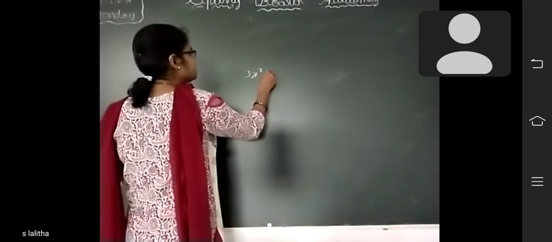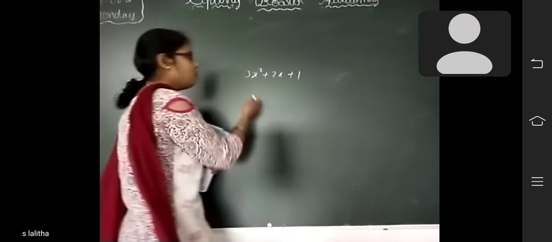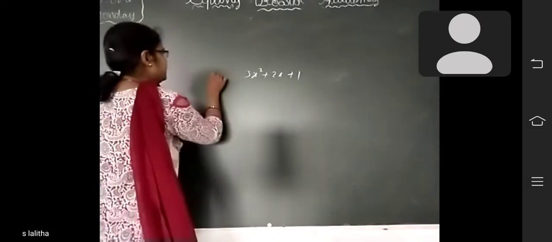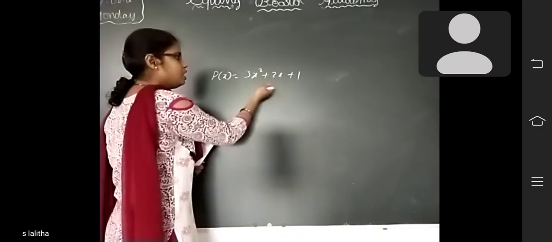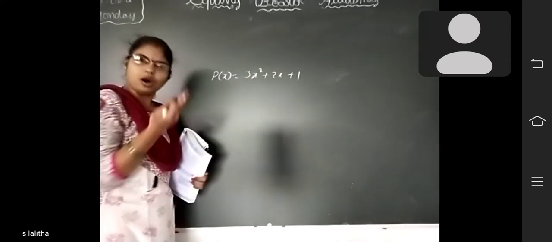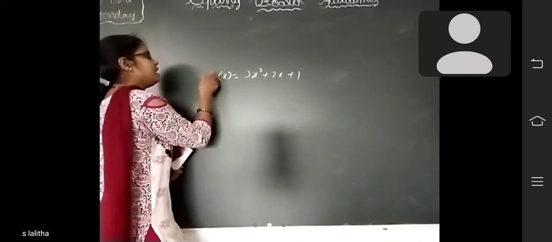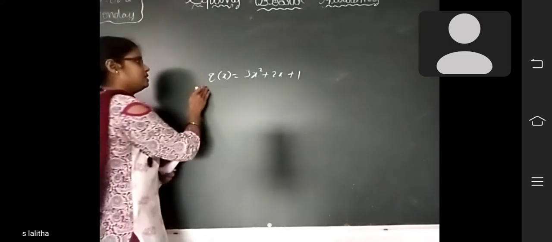So 3x square plus 2x plus 1. Here what is the variable? X is the variable. Okay. So how can you write this one? P of x. Here variable is x, so you can take P of x or Q of x, anyone as you like, or R of x as you like. Okay.